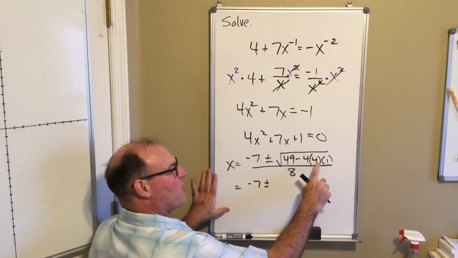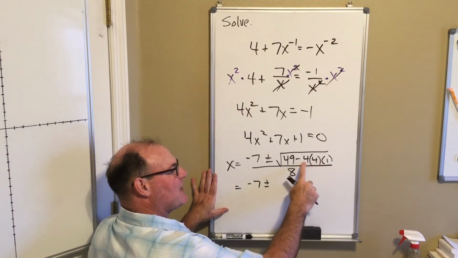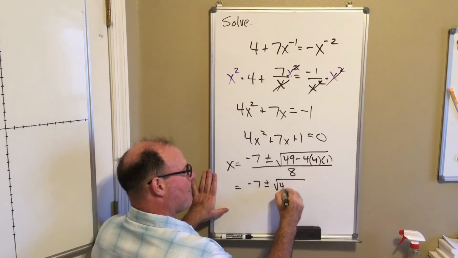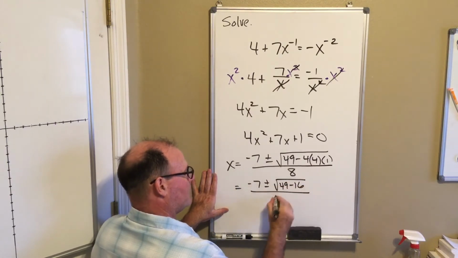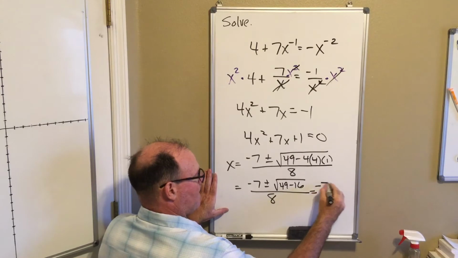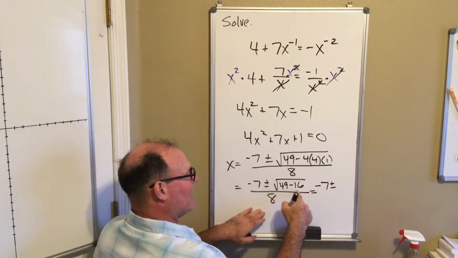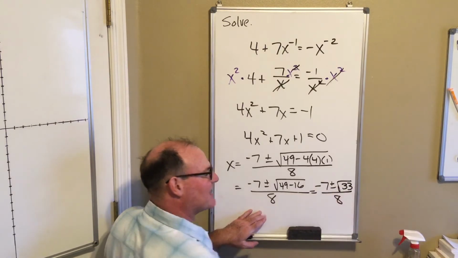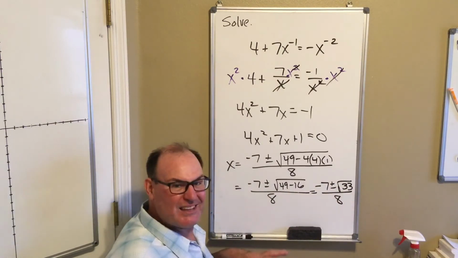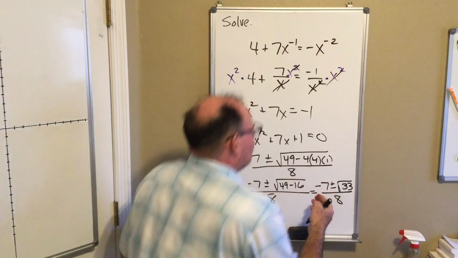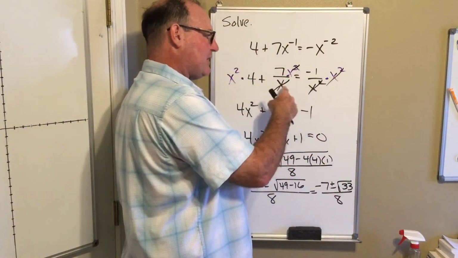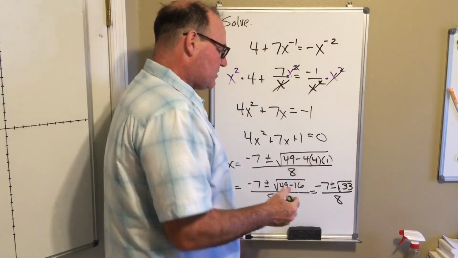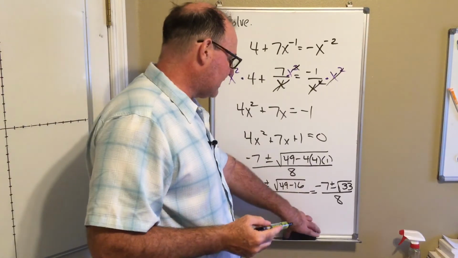Here, 1 times 4 is 4. 4 times -4 is -16. And 49 minus 16 turns out to be 33. That square root will not simplify, so there is nothing left to do. Clearly, the only thing that makes the denominator here 0 is going to be 0. So both of these answers are perfectly good solutions.